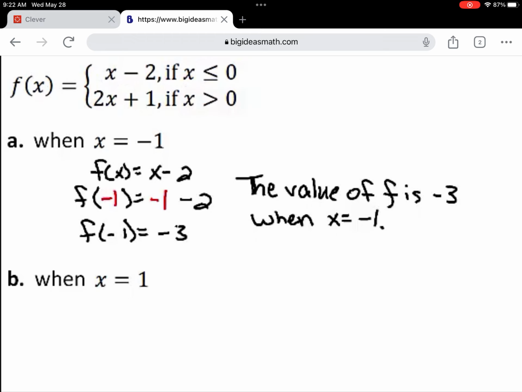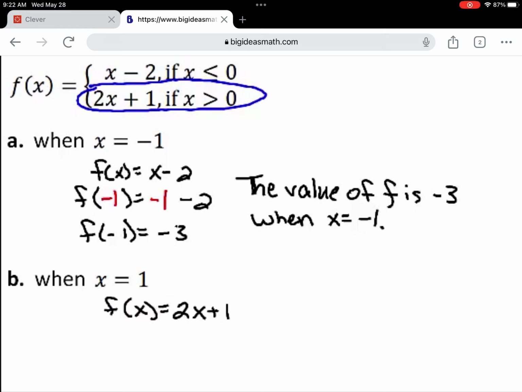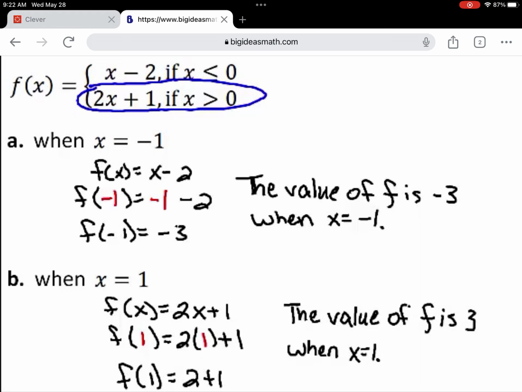Part B, when x equals 1. Because 1 is greater than 0, use the second equation, f of x equals 2x plus 1. To find the value of f when x equals 1, substitute 1 for x. 2 times 1 is 2, and 2 plus 1 is 3. So the value of f is 3 when x equals 1.